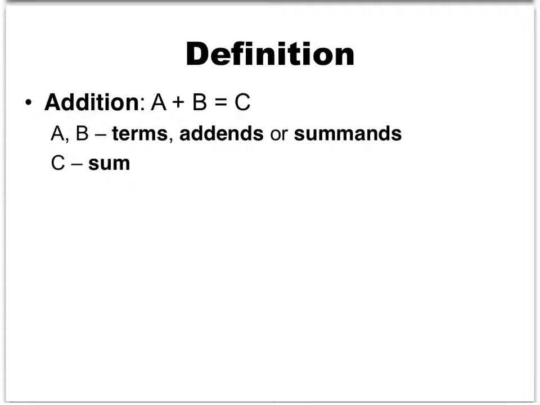So an addition equation looks like this: a plus b equals c. Those numbers a and b are called either the terms, the add-ins, or the sum-ins. And I'll just call them terms most of the time. And then the number c on the right is called the sum.